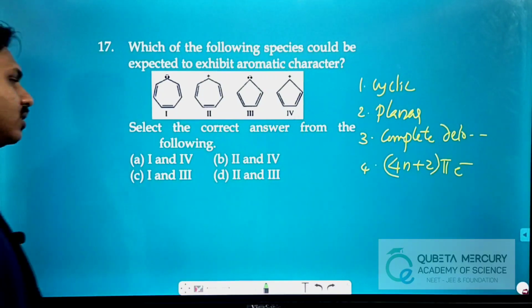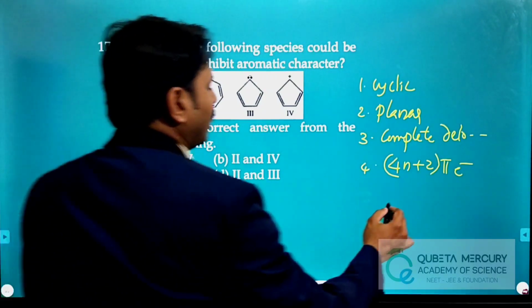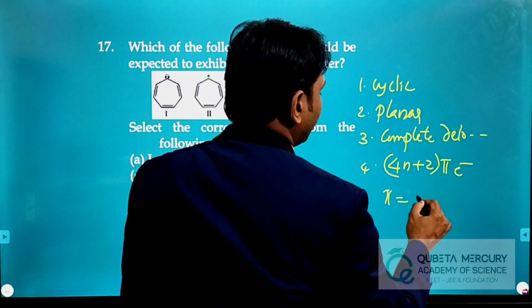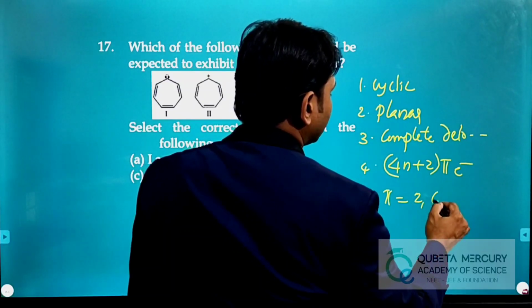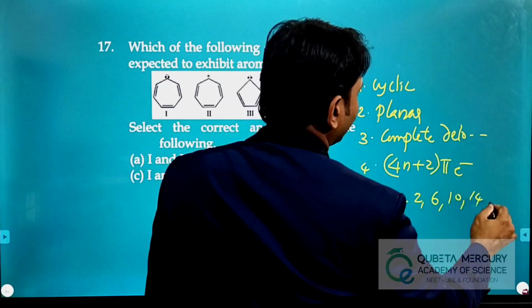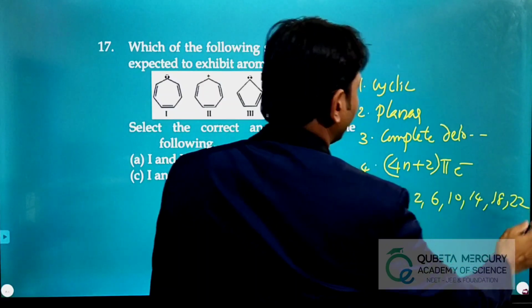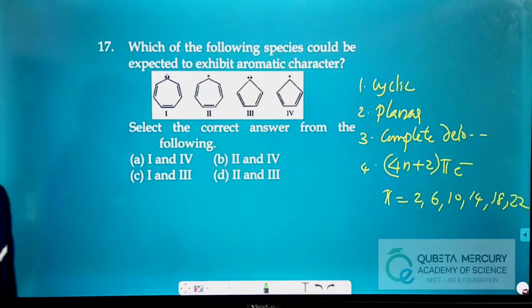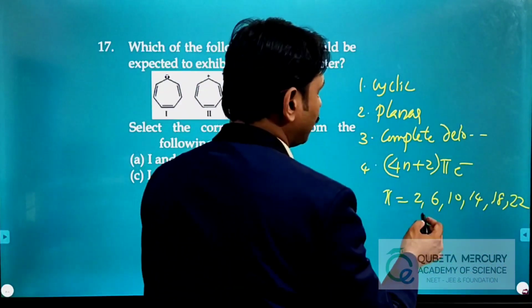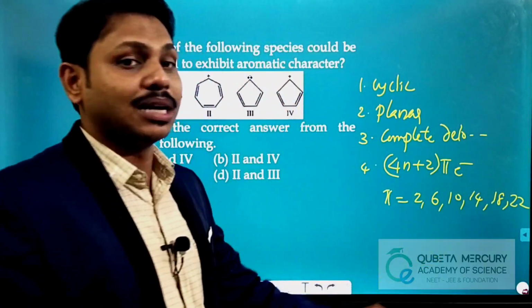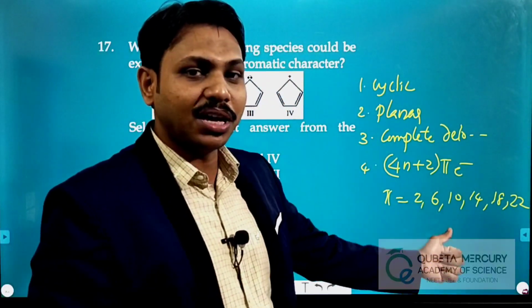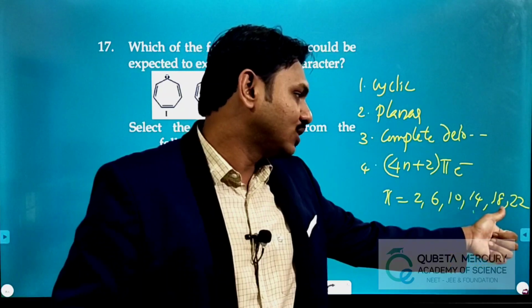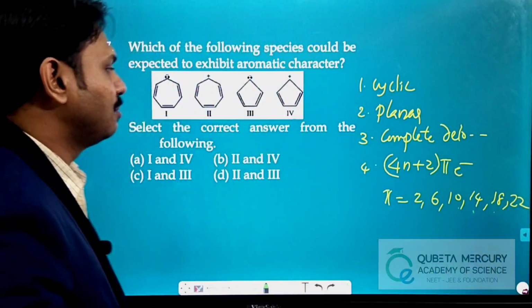Now come to this one. Here, 4n plus 2 pi electrons means the number of pi electrons must be either 2 or 6 or 10 or 14 or 18 or 22. The difference is 4. You can remember this as the number of electrons that can be accommodated in subshells: s can accommodate 2, then p, d, f, g. Likewise you can also remember it.